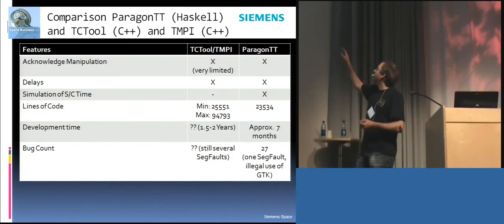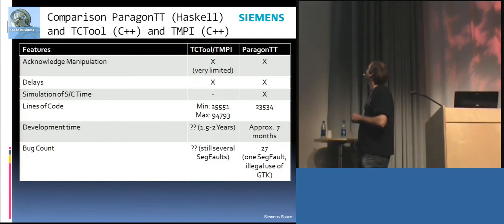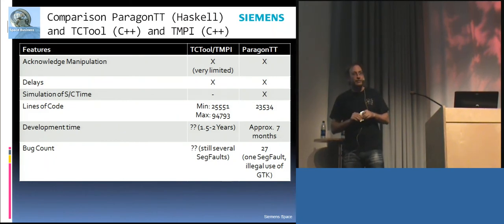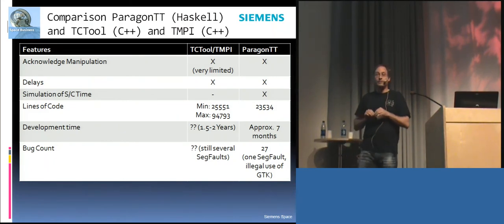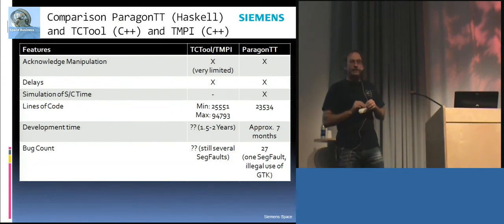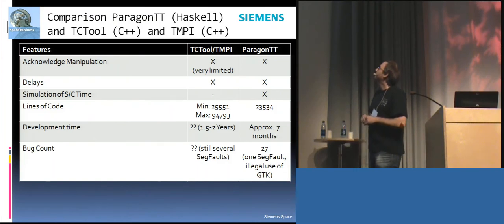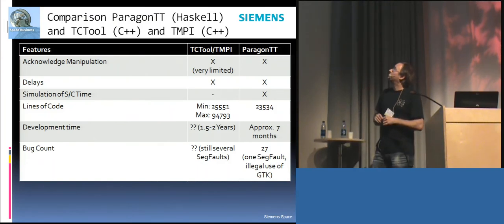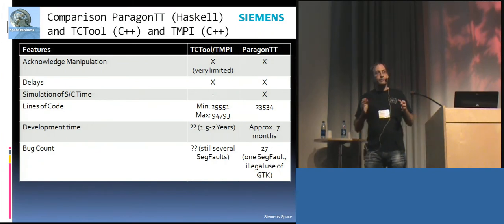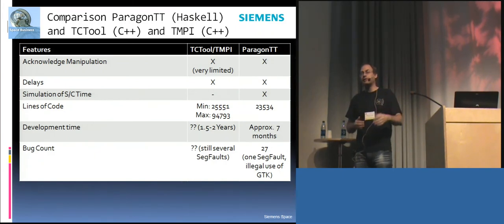Development time for Paragon was approximately 7 months. I can't say it for sure because of my lazy evaluation of time and the iterative call-by-need nature from DLR, they call and need a feature. So for the C++ tools, I can't say it exactly, but I talked with a company that developed a very similar thing. They had 1.5 to 2 years.